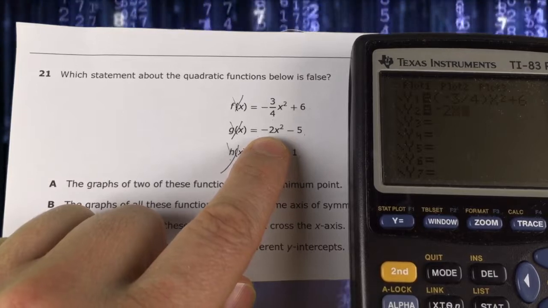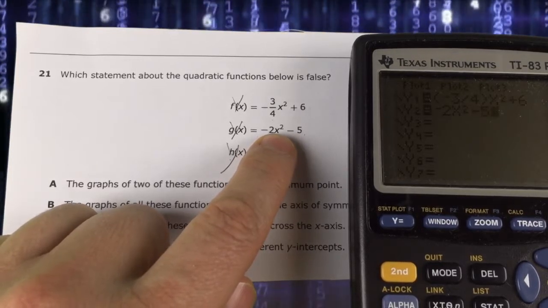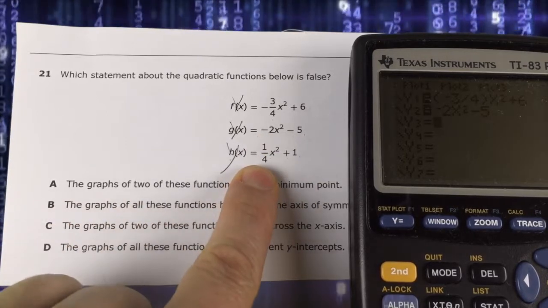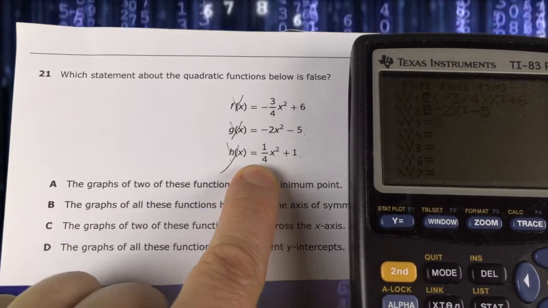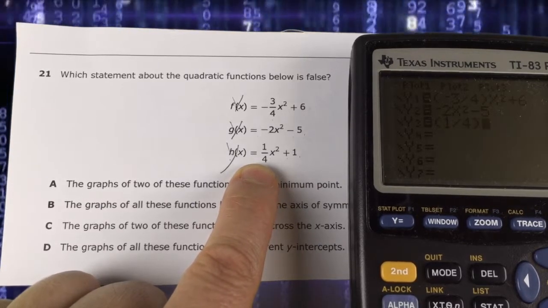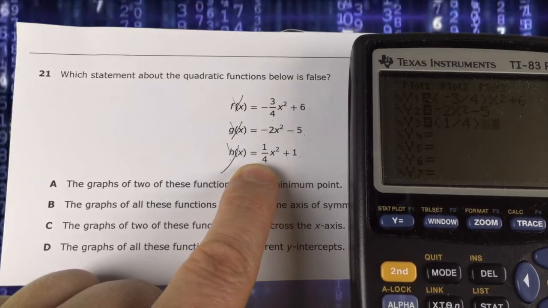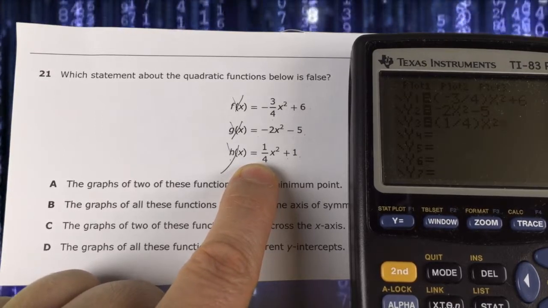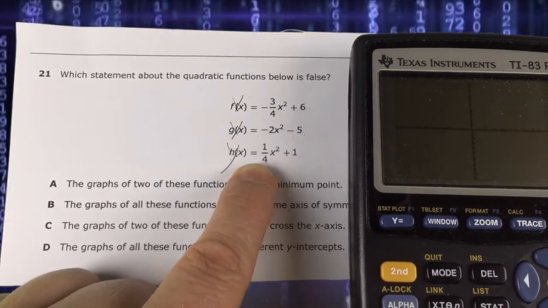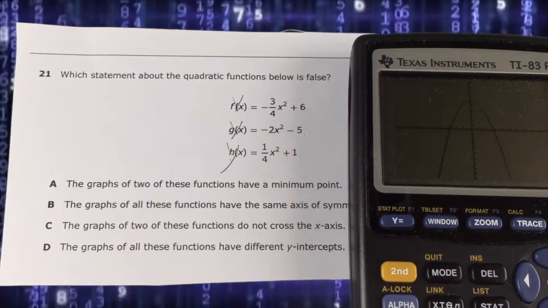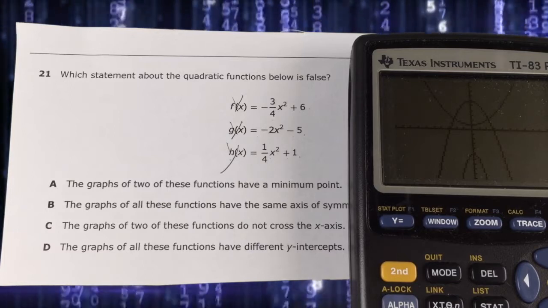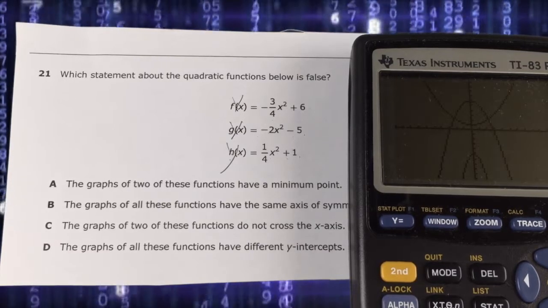Okay, this one's going to be easy to put in. Negative 2x squared minus 5. And the next one, again, if you know 1/4 is 0.25, just put in 0.25x squared. If not, do parentheses, 1 divided by 4, close your parentheses, x squared plus 1. Alright, they're all in. We double checked. We graph it. There's the first one. There's the second one. There's the third one. And they're all on the screen, so that makes it easy for us.